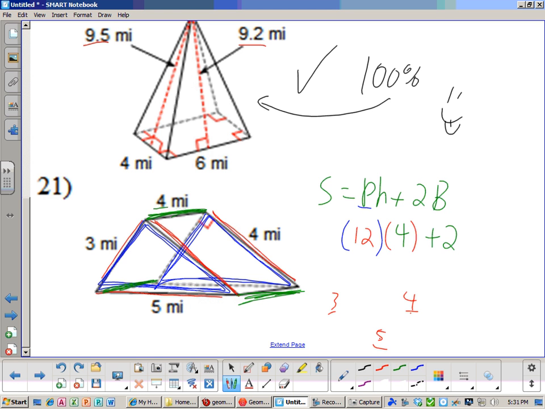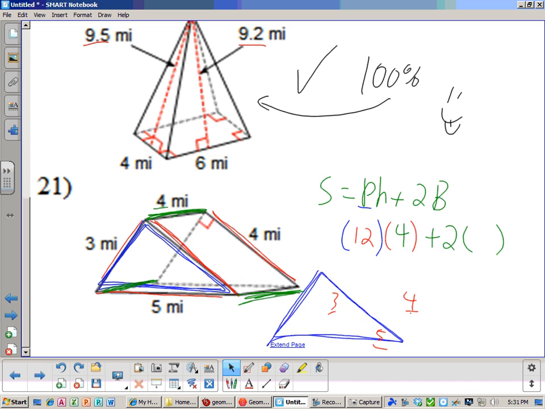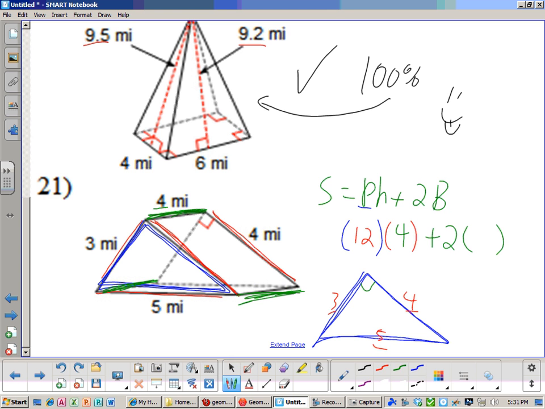Plus 2 times the area of the base. Now, if you look at this base right here, these are the sides. We got 3, 4, and 5, and by the way, there's a right angle right here. I need to get the area of it, and that's not as simple as it sounds. In fact, finding the area of a triangle has always been a little tricky for some students. It's 1/2 base times height. That's how you figure out the area of any triangle.